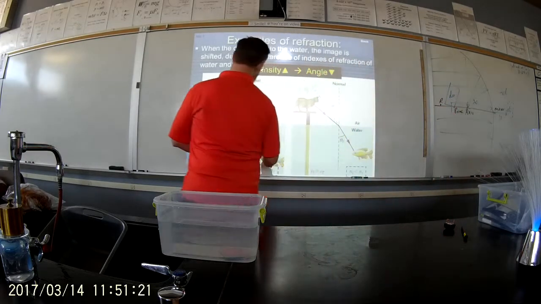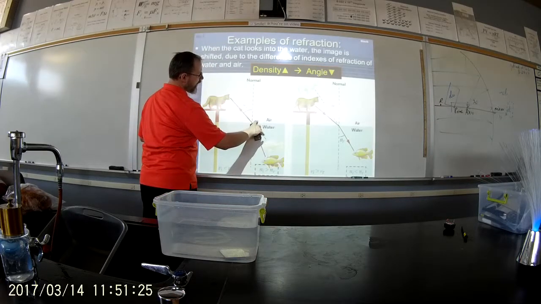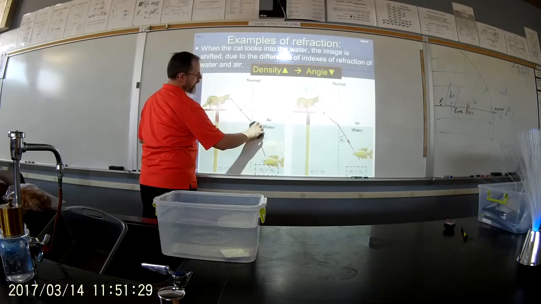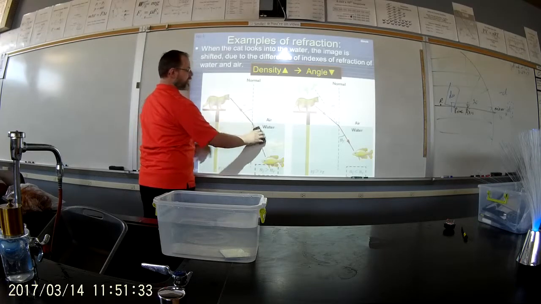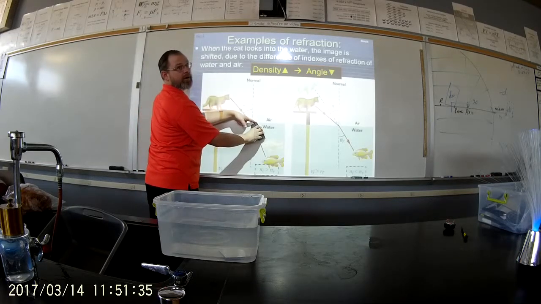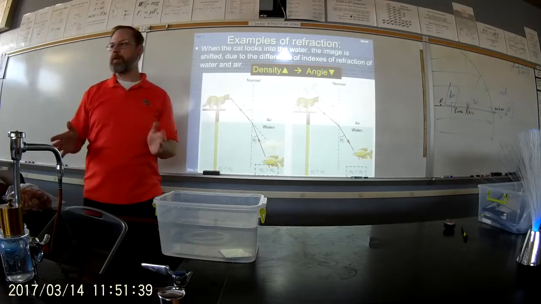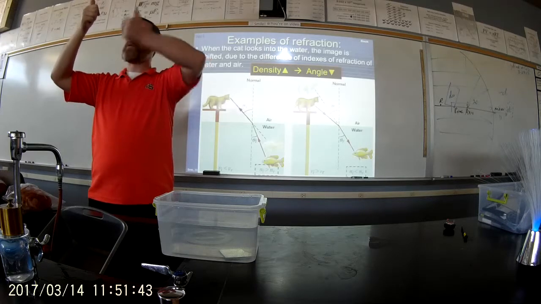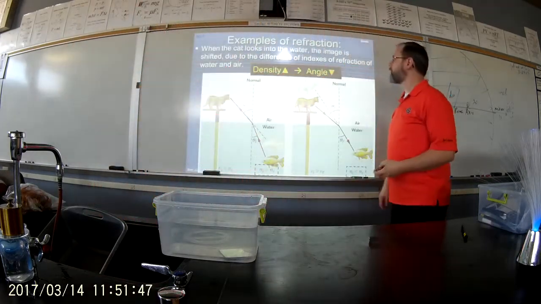Same thing here. I'm just a little light beam. Now this side gets to move faster, and it's going to bend towards that side, and it makes the angle bigger. Because this side got to move faster, it causes it to bend outward. Okay, if you want to know the mechanics, that's the mechanics. If you don't want to know: angle up, density down; density up, angle down. Okay, so there you go.